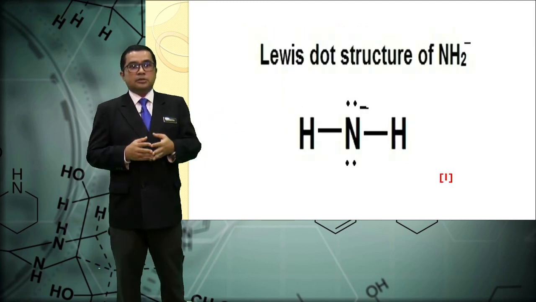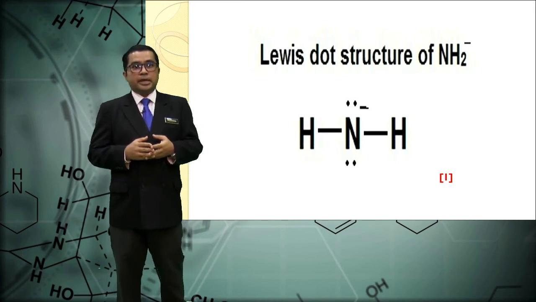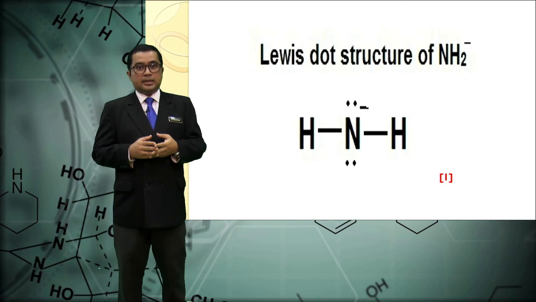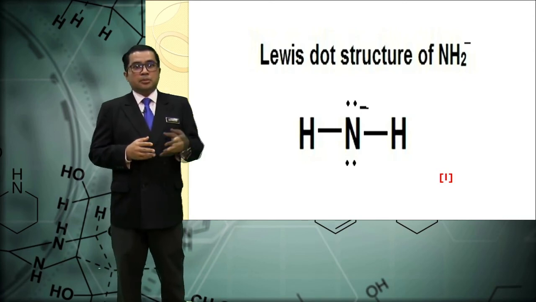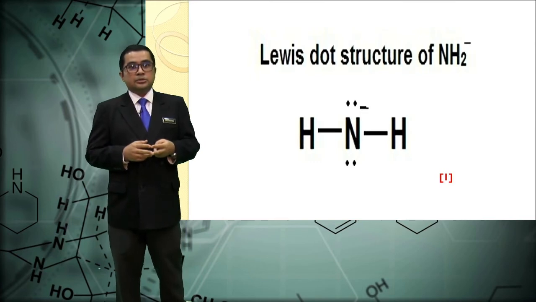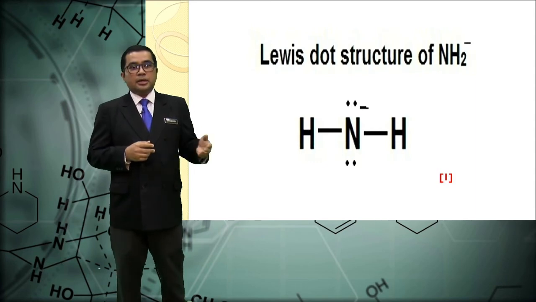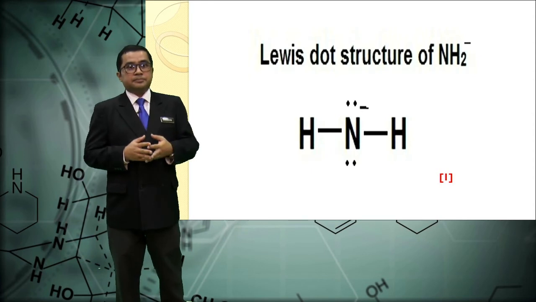Okay, so the next one is you have to draw the correct structure of NH2 minus. So it has 2 bond pairs and 2 lone pairs, and make sure that you put the negative charge on the nitrogen. Okay, the next one.